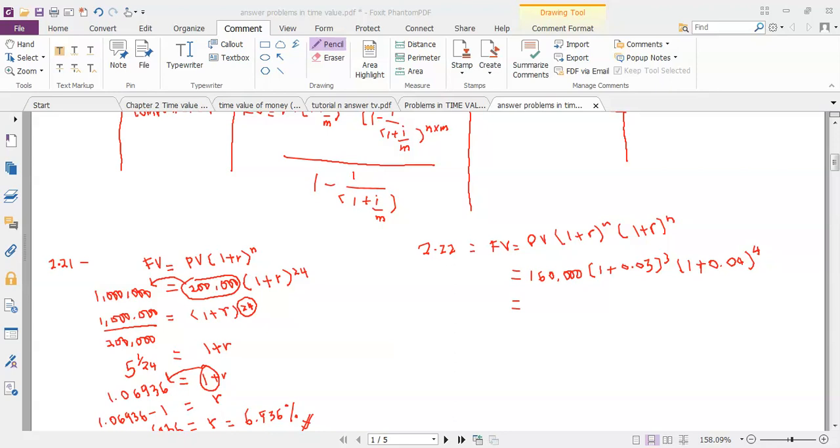Okay, 160,000 times 1.03, the power of 3, and then times, you just put the bracket there, 1.04, the power of 4. Okay, and then you will get 204,534.